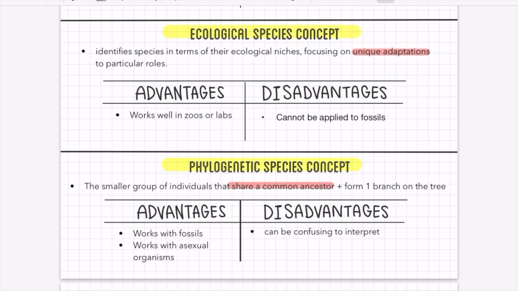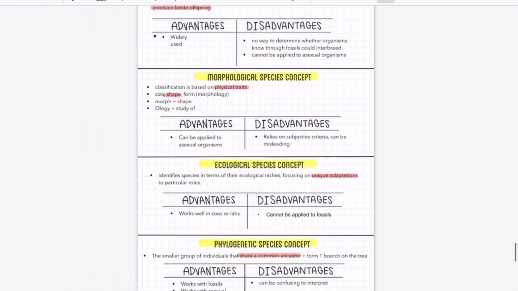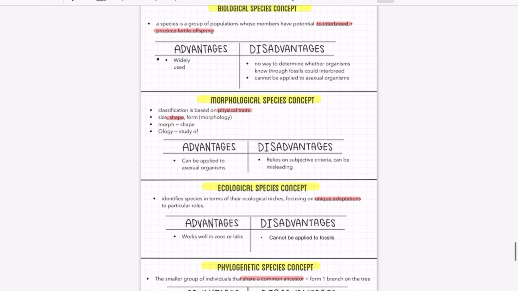And finally, that's the third one down, we have the phylogenetic species concept. This concept defines a species as a smaller group of individuals that once upon a time shared a common ancestor, and they form one branch on the tree. You might have seen a phylogenetic tree throughout your biology course. So the phylogenetic species concept defines a species as one branch on the tree.